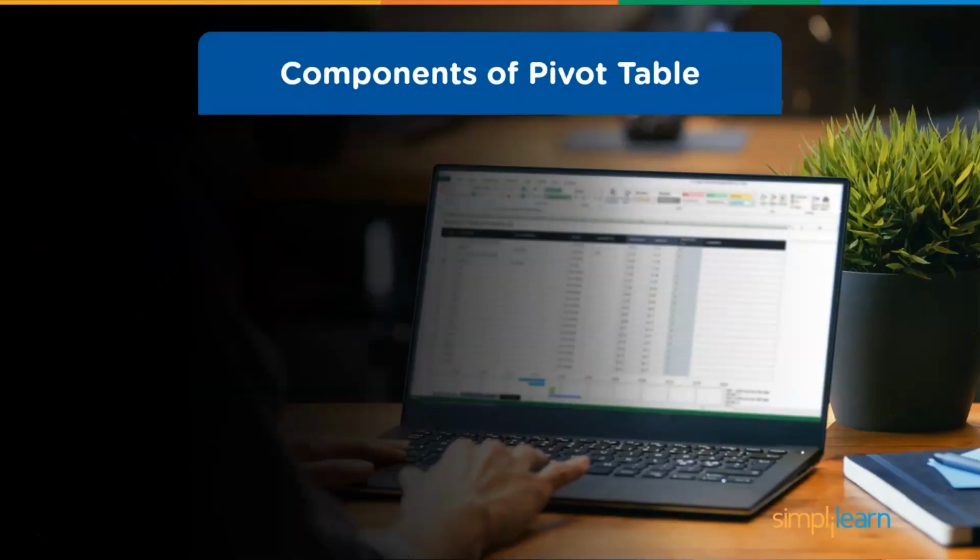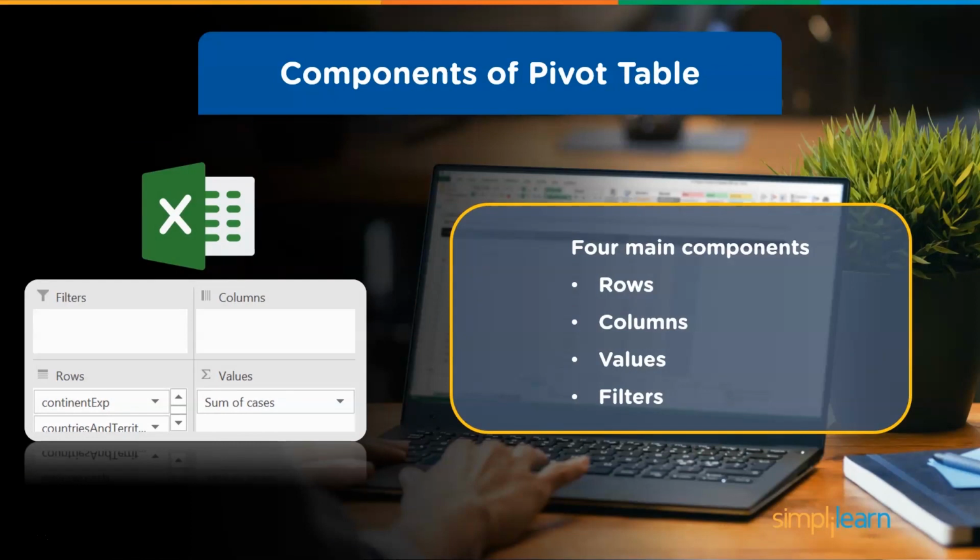Now, let's understand the different components of a pivot table. So there are four main components. First we have rows. When a field is chosen for the row area, it populates as the first column in the pivot table. Similar to the columns, all row labels are unique values and duplicates are removed.